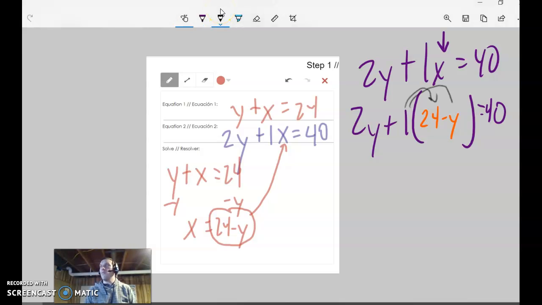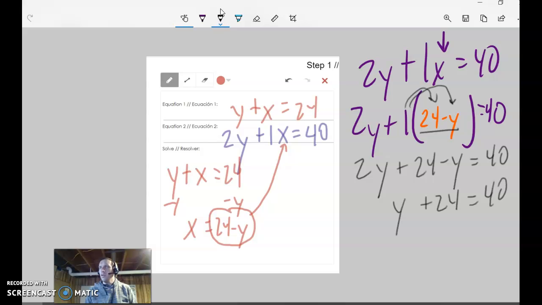Distribute that 1 times 24, the 1 times y, but 1 times anything is itself. So this one should just be 2y plus 24 minus y equals 40. Combine like terms, I have a 2y minus y just gives me 1y plus 24 equals 40. You can write that 1 there, but you smart mathematicians know you don't have to have 1 as a coefficient. All right, I'm going to subtract 24 from both sides, and I get y is equal to 16. But 16 doesn't matter in a word problem. 16 what, right? Y was the number of what? The number of yodelers. So I have 16 yodelers.